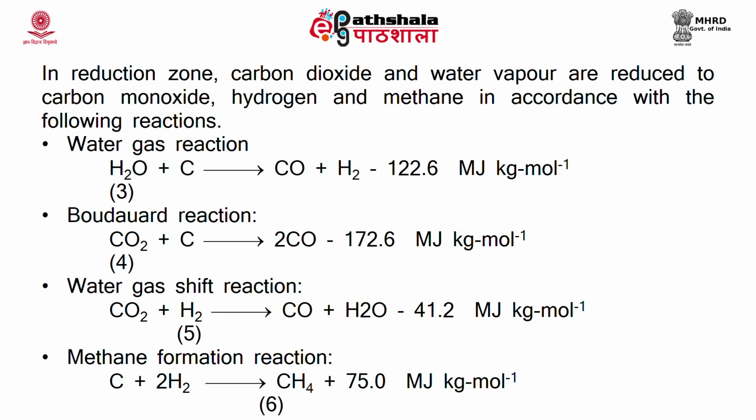In the water gas reaction, you can see water plus carbon produces carbon monoxide plus hydrogen with minus 122.6 megajoule per kilogram mole. In the Boudouard reaction also, carbon dioxide plus carbon produces 2 molecules of carbon monoxide with minus 172.6 megajoule per kilogram mole. In the water gas shift reaction, carbon dioxide plus hydrogen will produce carbon monoxide plus water along with consumption of 41.2 megajoule per kilogram mole of energy. In the methane formation reaction, carbon reacts with 2 molecules of hydrogen to form methane along with 75 megajoule per kilogram mole of energy release.